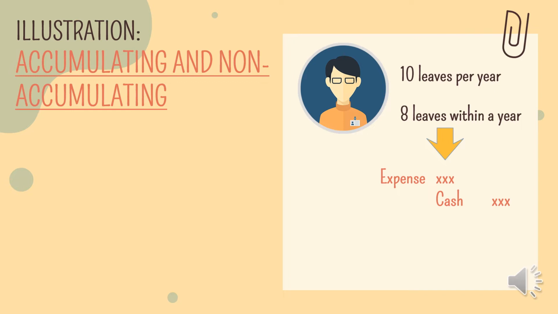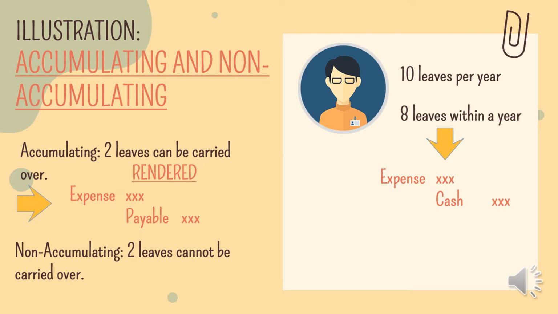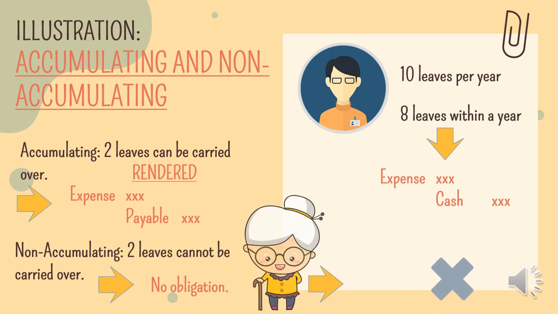Paano naman yung dalawang leaves na natitira niya? For accumulating, there are 2 leaves na pwede niya i-carried over. And kapag na-render na niya yung 2 leaves na yon, for the next period, you can record it as expense, debit, credit, payable. On the other hand, for non-accumulating, 2 leaves cannot be carried over. Meaning, wala nang obligation na nag-arise na obligation sa part ni company. Paano naman with variations?